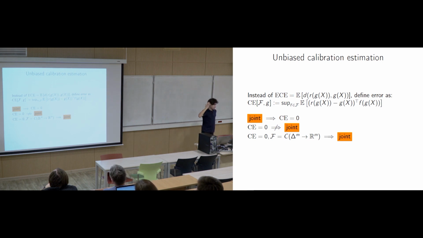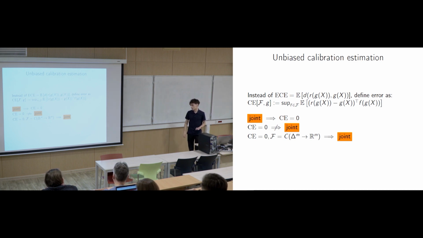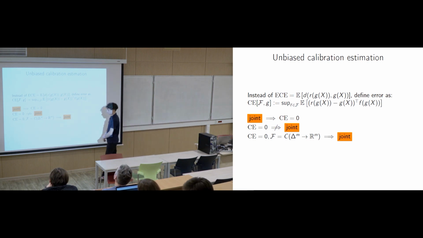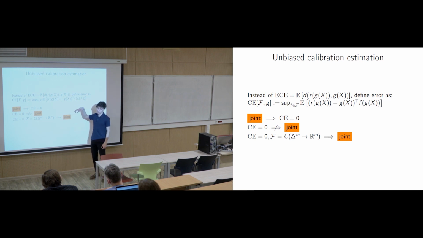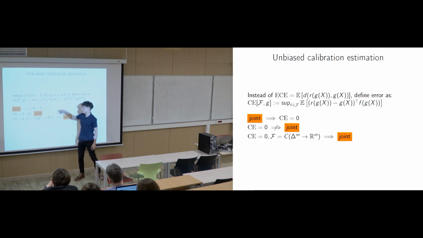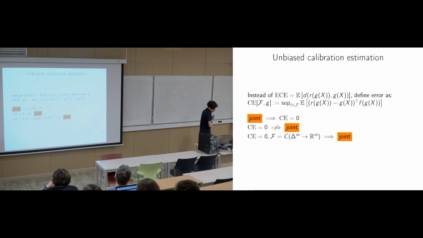And if we have joint calibration, obviously this is 0 because the first term inside the expectation is 0. If we have calibration error equal to 0, this does not necessarily result in joint calibration of G, because you can pick a functional class and provide a counterexample. But if you pick a functional class consisting of continuous functions which map from your predictions on the simplex delta m to real valued vectors of the same dimension, then if we have this calibration error equal to 0, we will have joint calibration. But it turns out that this functional class is kind of useless, because in this case the calibration error is either 0 or infinity. So you can't really tell apart the different models.